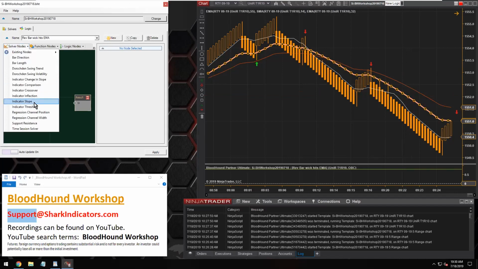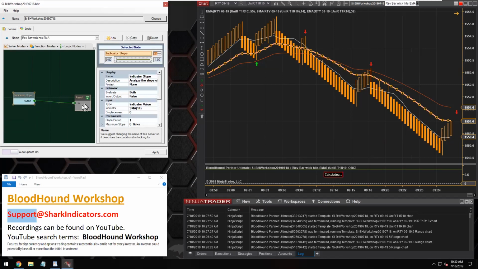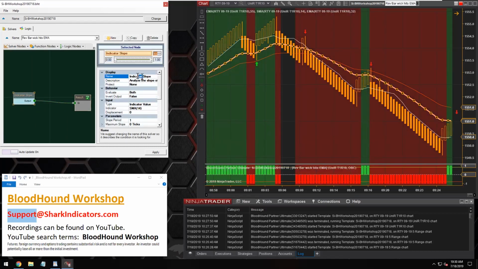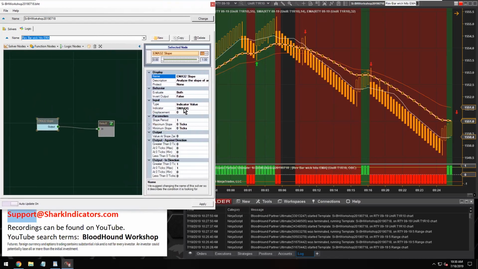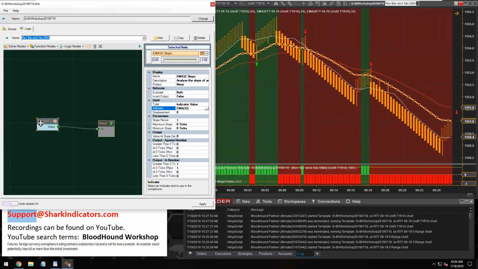So let's go down here and grab a slope solver. Connect that up. And next, this is going to be the EMA 32 slope. Let me open this up a little bit more. There we go. All right, so let's switch our input to the EMA 32. All right, there's the EMA. And let's switch over to a 32.